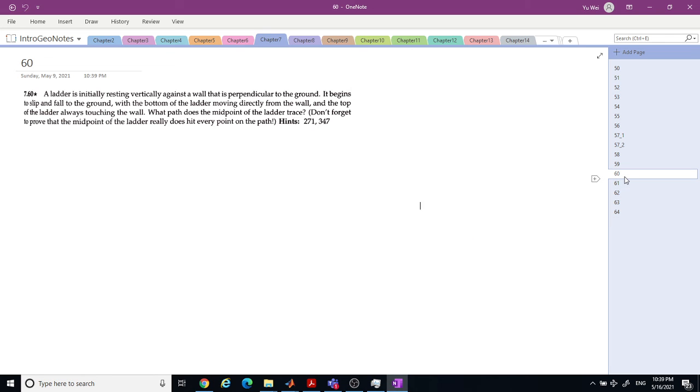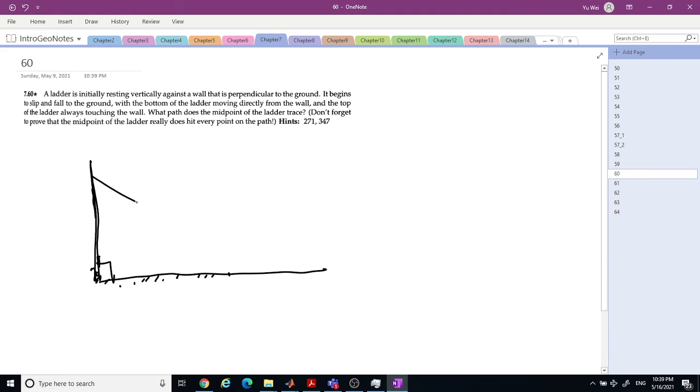Next. So a ladder is initially resting vertically, right? Okay, we saw this problem before. Here's the ladder. This is the ground, right? So the ladder is perpendicular. So the ladder is initially here.